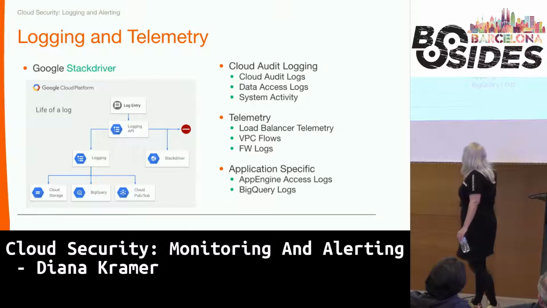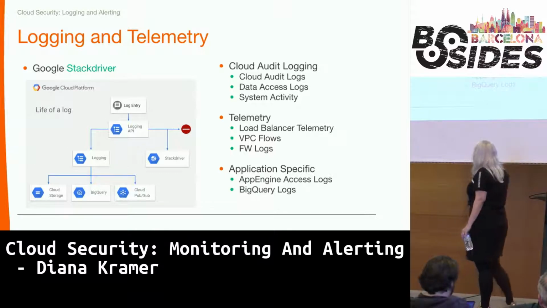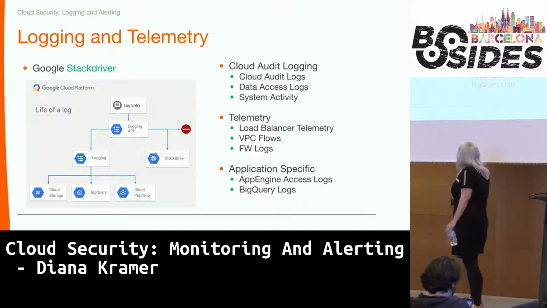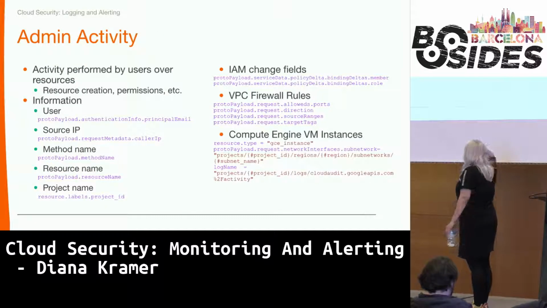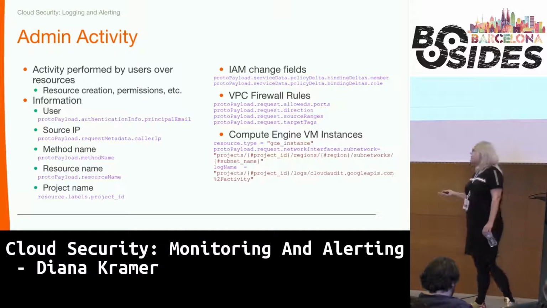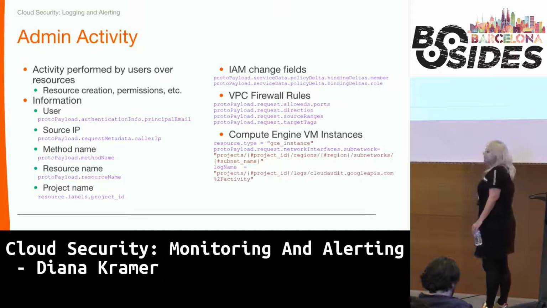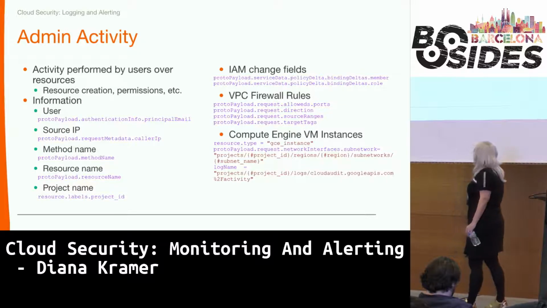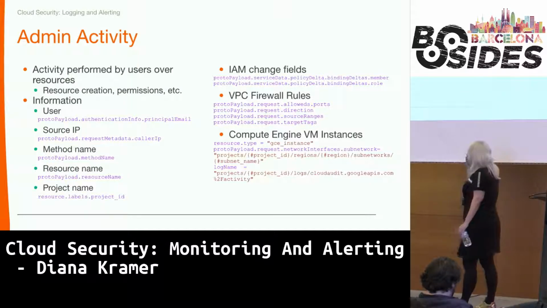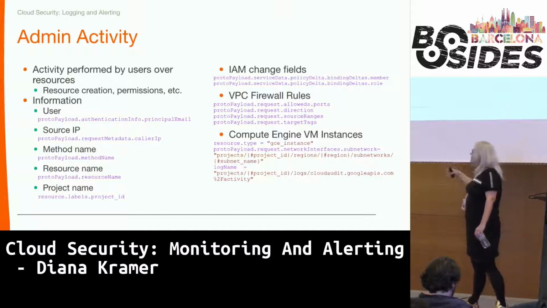And we have audit logging for access to data. We have rich metadata telemetry for load balancer traffic, VPC flows and firewall logs, and some application-specific logging. And here we enter into a little detail. The admin activity logs are enabled by default, and they cover all the activity performed by admins over resources. This means if somebody created, modified, or deleted resources, we can see all that. We can see who did it. So we almost don't even need a clear audit or inventory of our resources now, because we can see who acted on the resources.